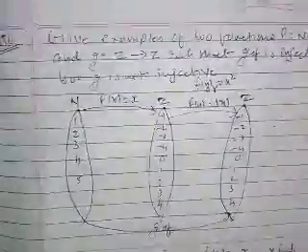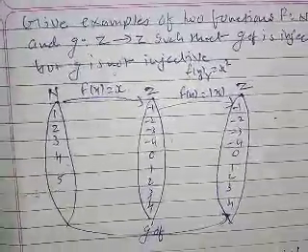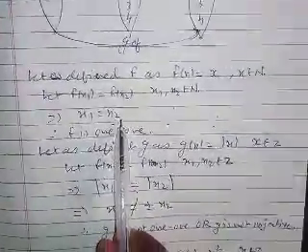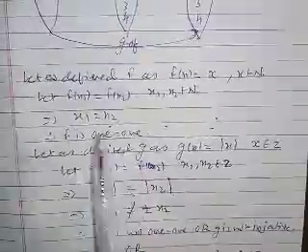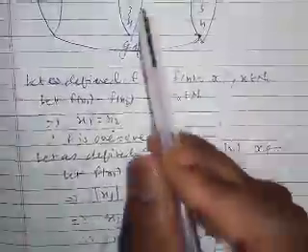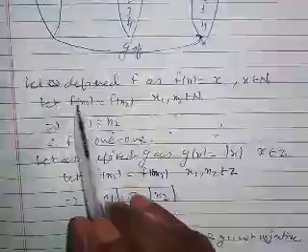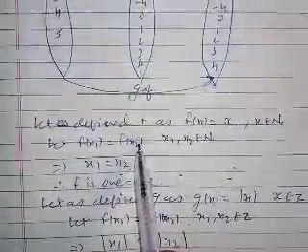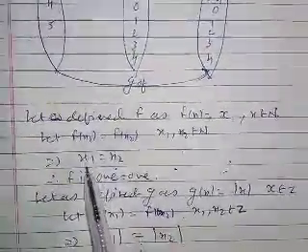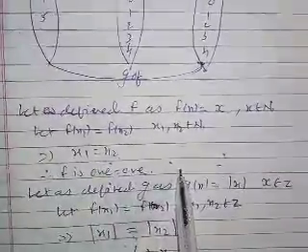Now let's see how we will write it. How we will write it as 1-1. If f of x1 is equal to f of x2 implies x1 is equal to x2, then f is 1-1. So let us define function f as f of x equal to x, as we have chosen here, where x belongs to N. So let f of x1 is equal to f of x2. What is f of x1? x1. So f of x2 is x2. So f is a 1-1 function, is it?